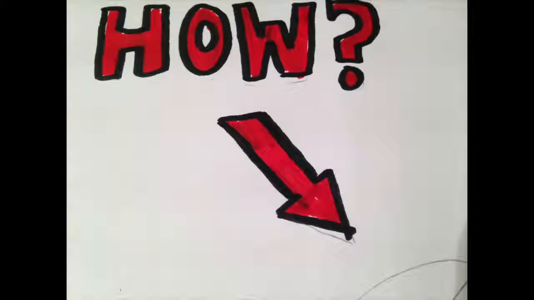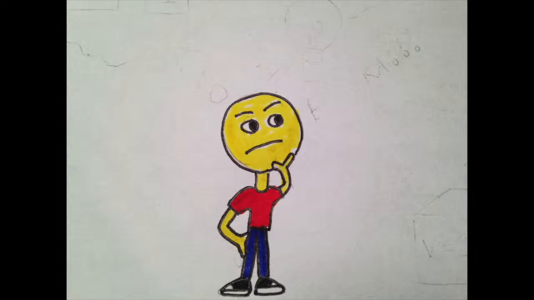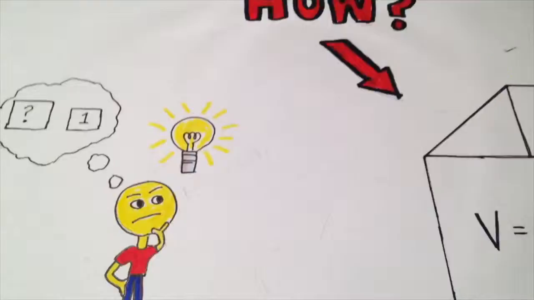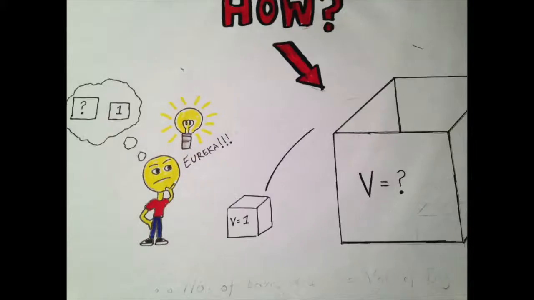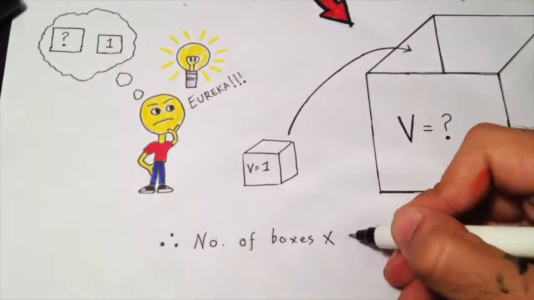But how can we really understand the method behind which integration works? Imagine you want to find the volume of a large box and you only have small cubes of 1 meter cube volume. What can you do? By arranging the cubes inside the box, you can calculate its volume using the number of cubes it takes to fill the box.